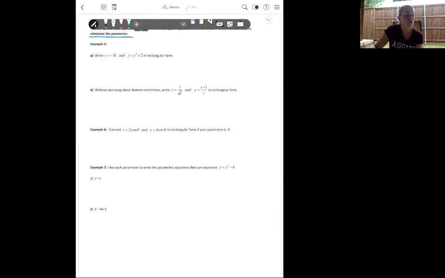So example 5, write x equals negative 3t and y equals t squared plus 2 in rectangular form. So right now we're given the parametric equations. We need to change it so it's an xy equation only. To do that, look at each part of your parametric equation. Which equation would be easiest to solve for t? Well, that would be the x equation. So on the x equation, I solve it for t. So that is t equals negative x over 3.